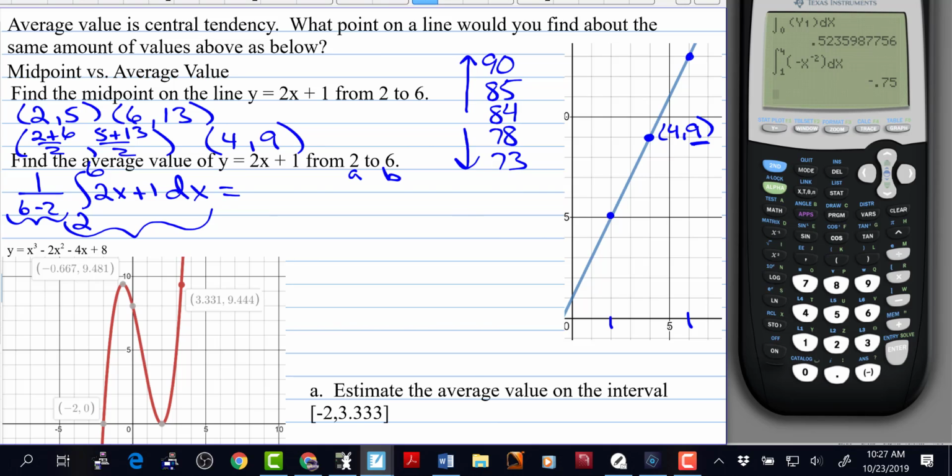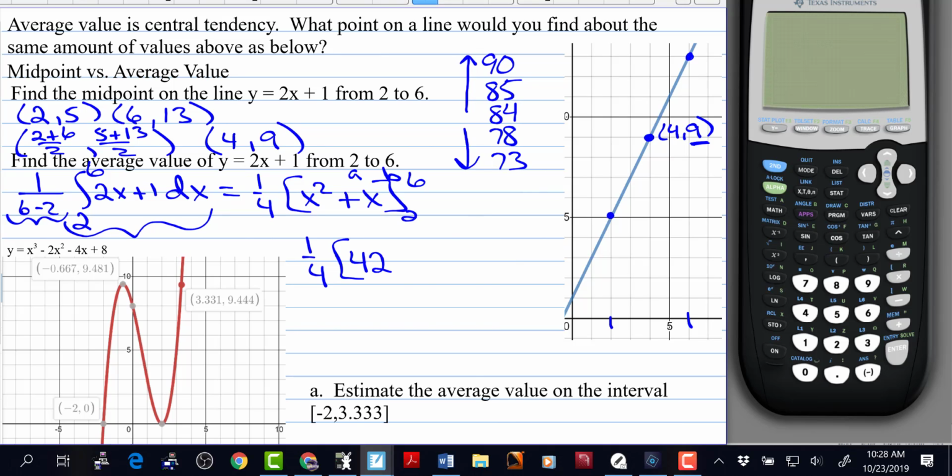So let's do the math on it. 1 over 4 times the integral of 2x is x squared. Isn't that what you take the derivative of to get 2x? And then plus x, the derivative of x is 1. And we're integrating from 2 to 6. So 1/4 times 36 plus 6 is 42. We always subtract. Plug in 2. 4 plus 2 is 6.